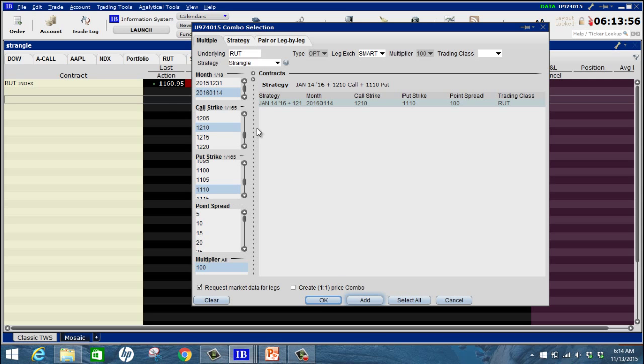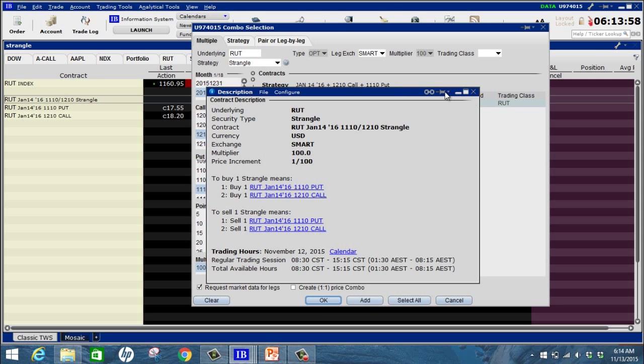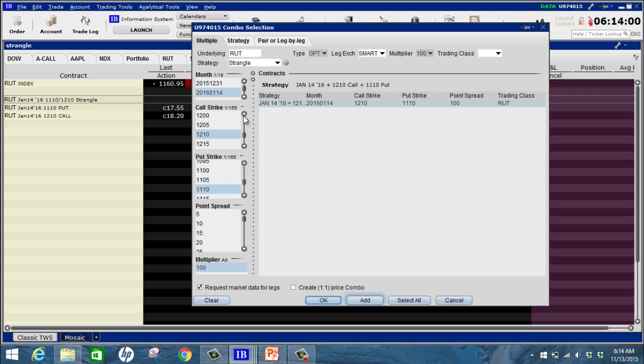We'll add that one. We'll also take a look at going further out. So staying within January, but going another 50 points out, so it would be 100 points away from the market. So 1260 and 1060, so that's it there.